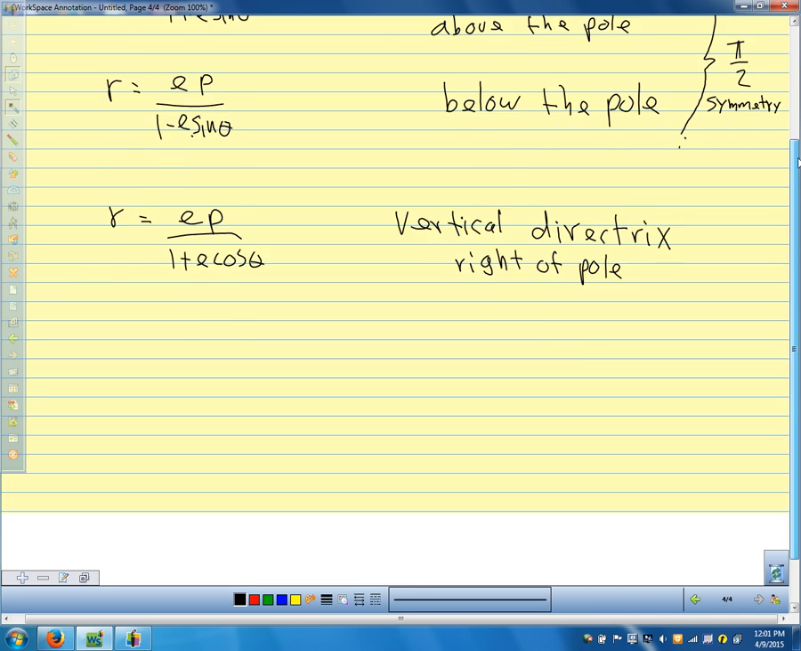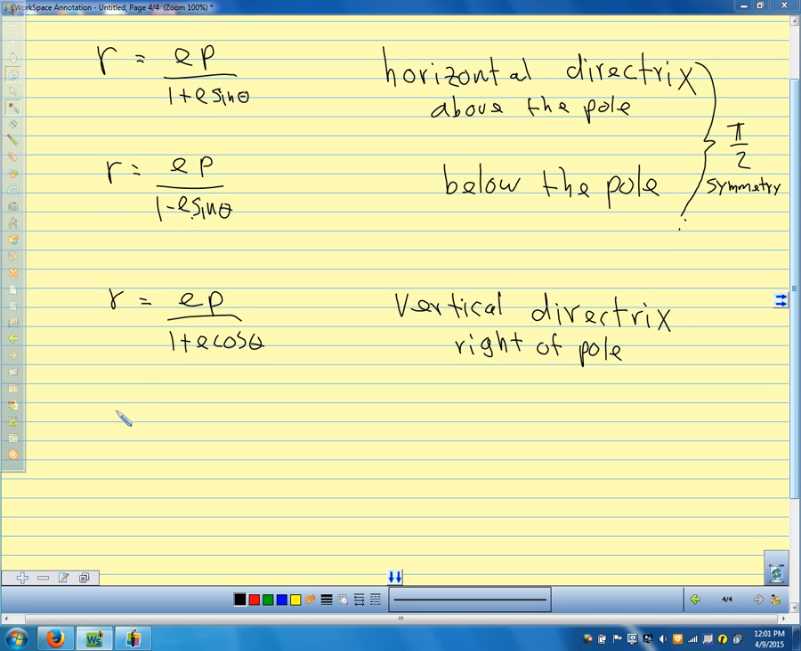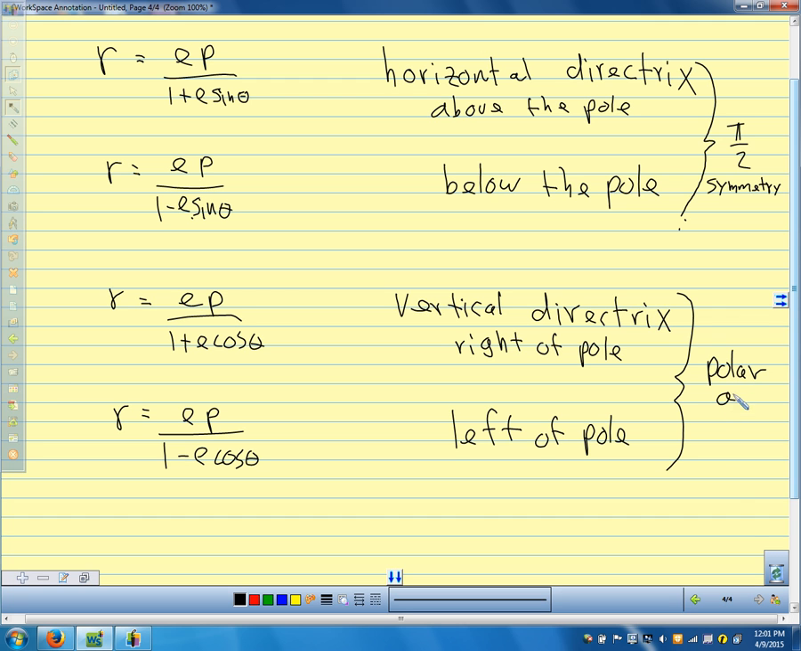And then that just switches around if we have a minus sign. So it's a vertical directrix here, and it's going to be to the left of the pole. And here we have polar axis symmetry. So the form of these equations really gives us almost the entire story about the conic section.